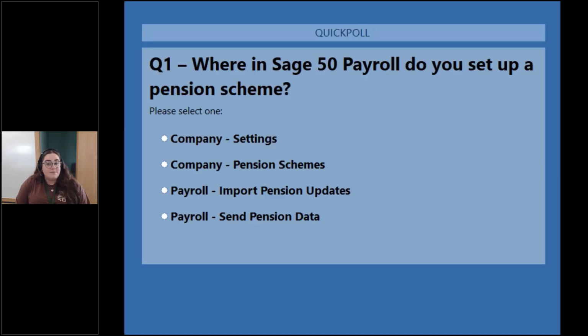Is it in the company settings, company pension schemes? Is it in Payroll import pension updates? Or is it in Payroll send pension data? So where in Sage 50 Payroll do you set up a pension scheme?